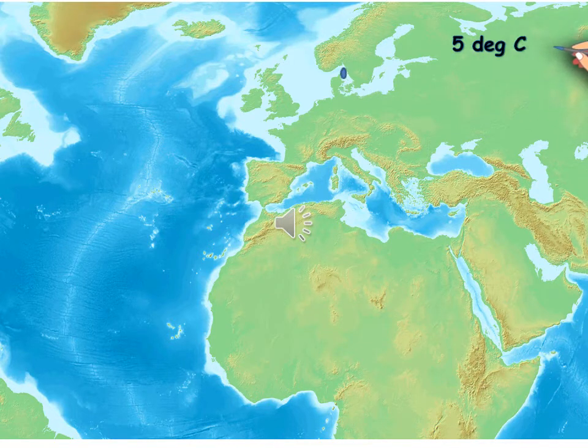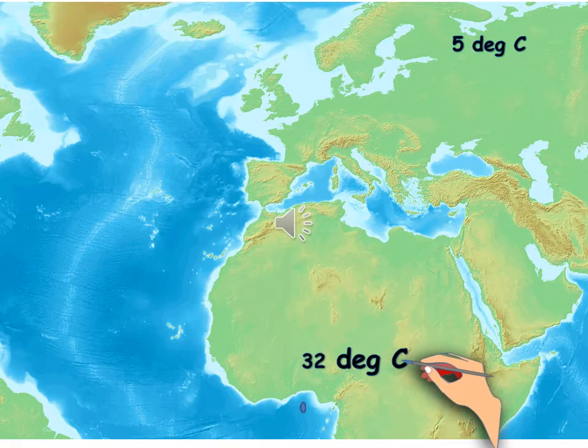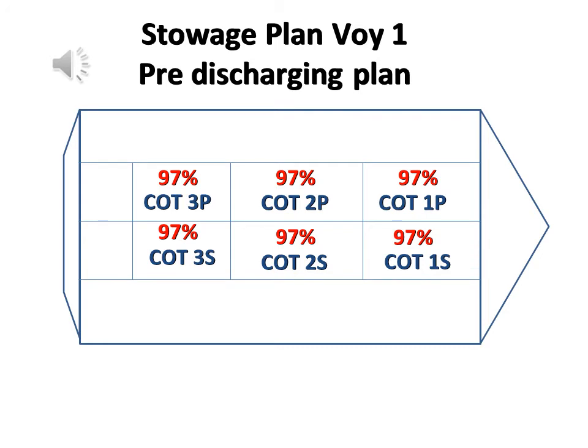Upon completion of loading, the vessel will proceed to the discharging port. We were informed that in Africa the temperature is higher than at the loading port, so we are expecting that the cargo volume will be more. We can observe that the volume of the cargo has expanded during the voyage due to high temperature.